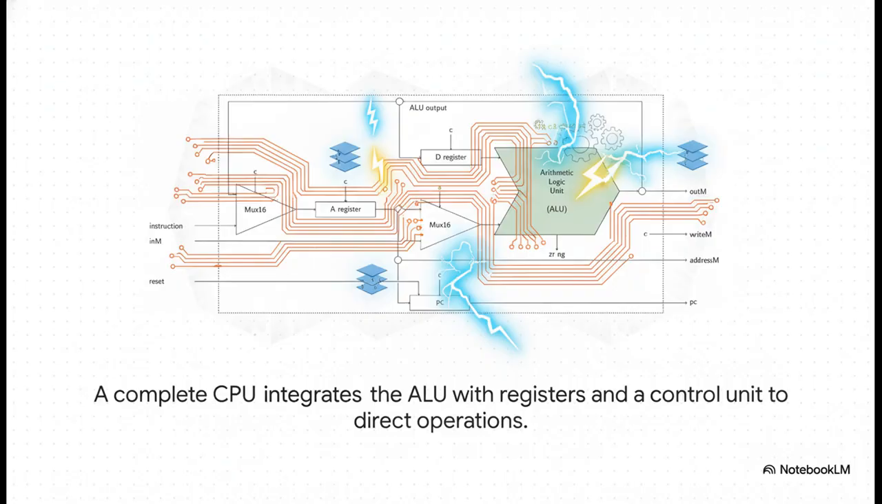But the ALU can't do it all on its own. It's plugged into a bigger system that has registers, which are just small, incredibly fast bits of memory to hold data temporarily, and a control unit. The control unit is like the traffic cop. It decodes instructions and tells the ALU what to do. Put all these parts together, and voila, you have a complete working CPU.